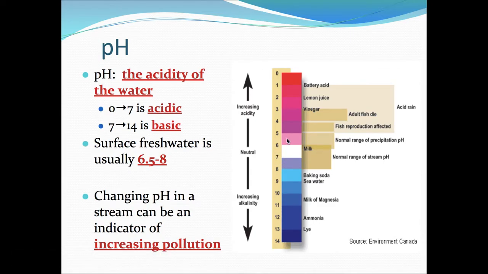All right, so normally fresh water is a tiny bit acidic. It might be like a 6.5, maybe a very high 5, all the way up to maybe 8, depending on where you are. So if that pH changes, that's a sign that pollution is being added, that chemical reaction is occurring and changing the pH.